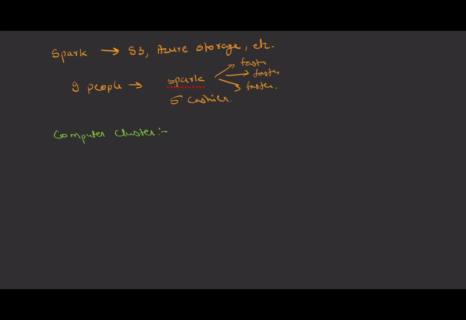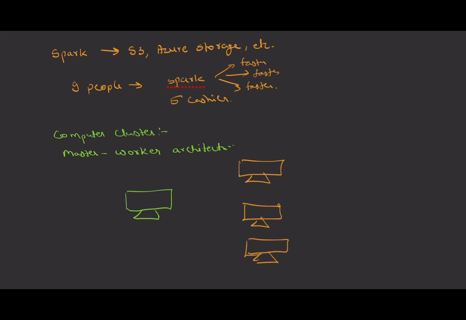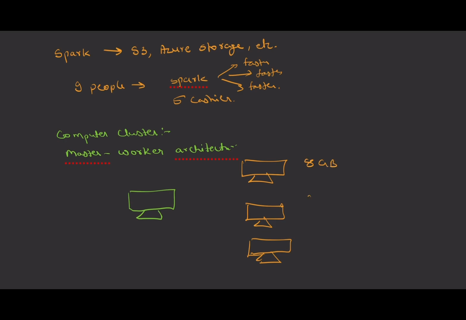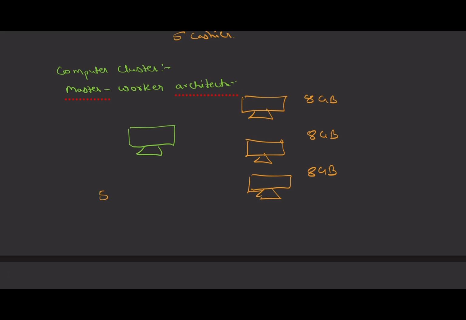Spark is basically based on master worker architecture. So there is one master node and multiple worker nodes. I should draw the worker nodes in a different color. Give me a moment. Okay. So there are multiple worker nodes. Let's assume that the storage capacity or the RAM for each of the worker nodes is 8 gigabytes. Now you have to compute 5 TB of data.